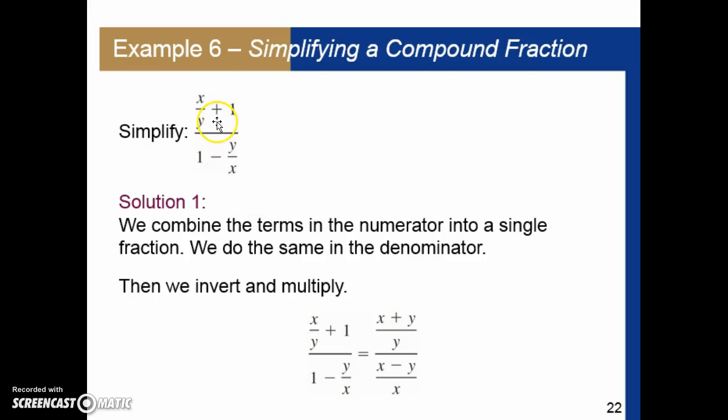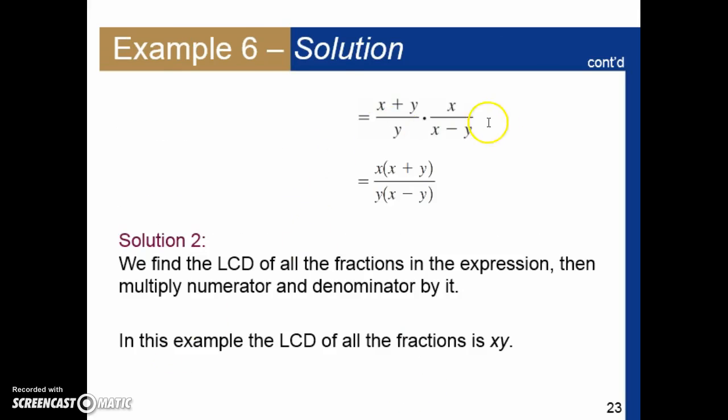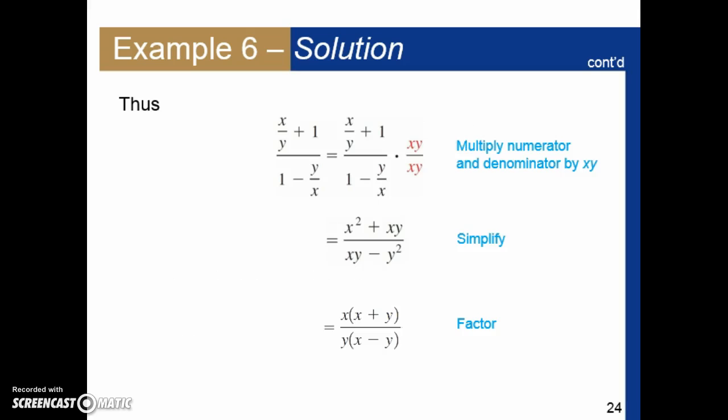So what I would do is I would say this was x over y plus y over y. And then I would say this was, let's see, common denominator, x over x minus y over x. And then I would put those together, which is what's been done here, x plus y over y, x minus y over x. Now I have a fraction over a fraction, and I know what to do with that. I just flip the bottom one and multiply straight across, right? It's what I've always been told to do. So I have x times x plus y, I have y times the quantity x minus y, boom. I have a simplified expression.